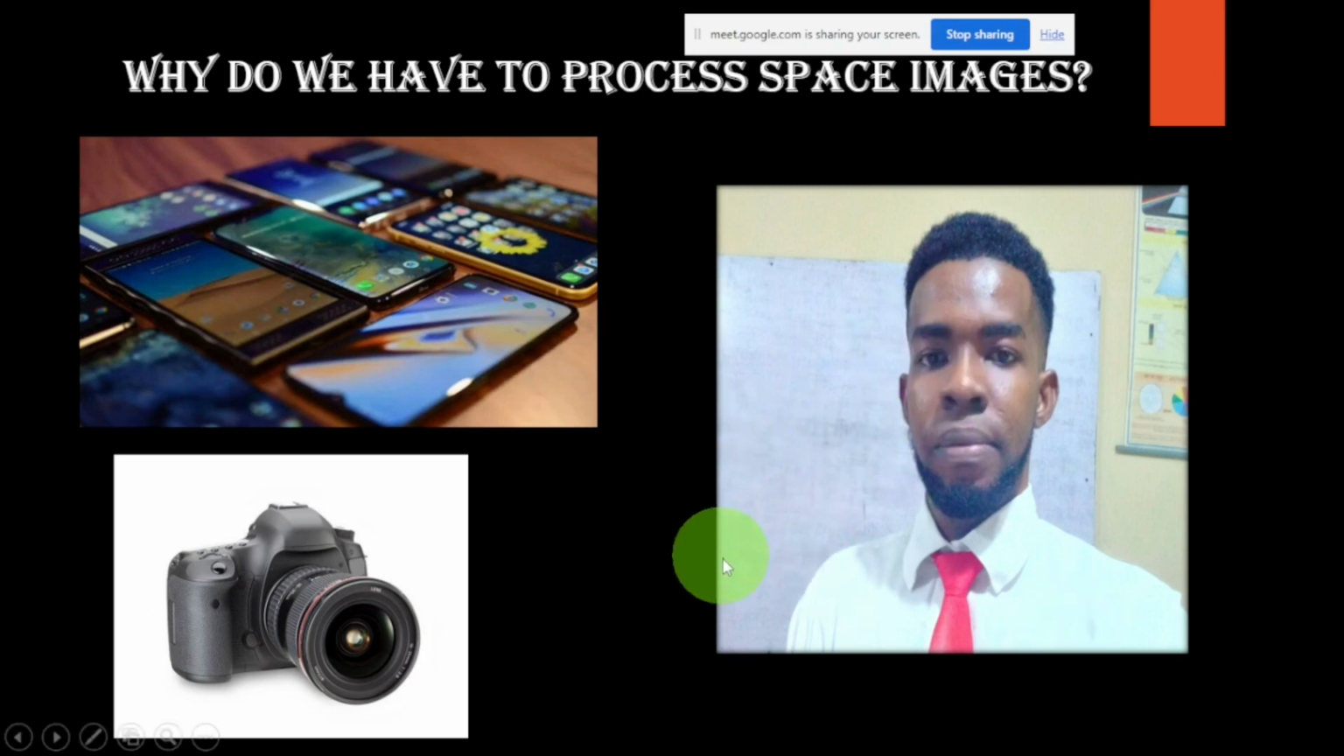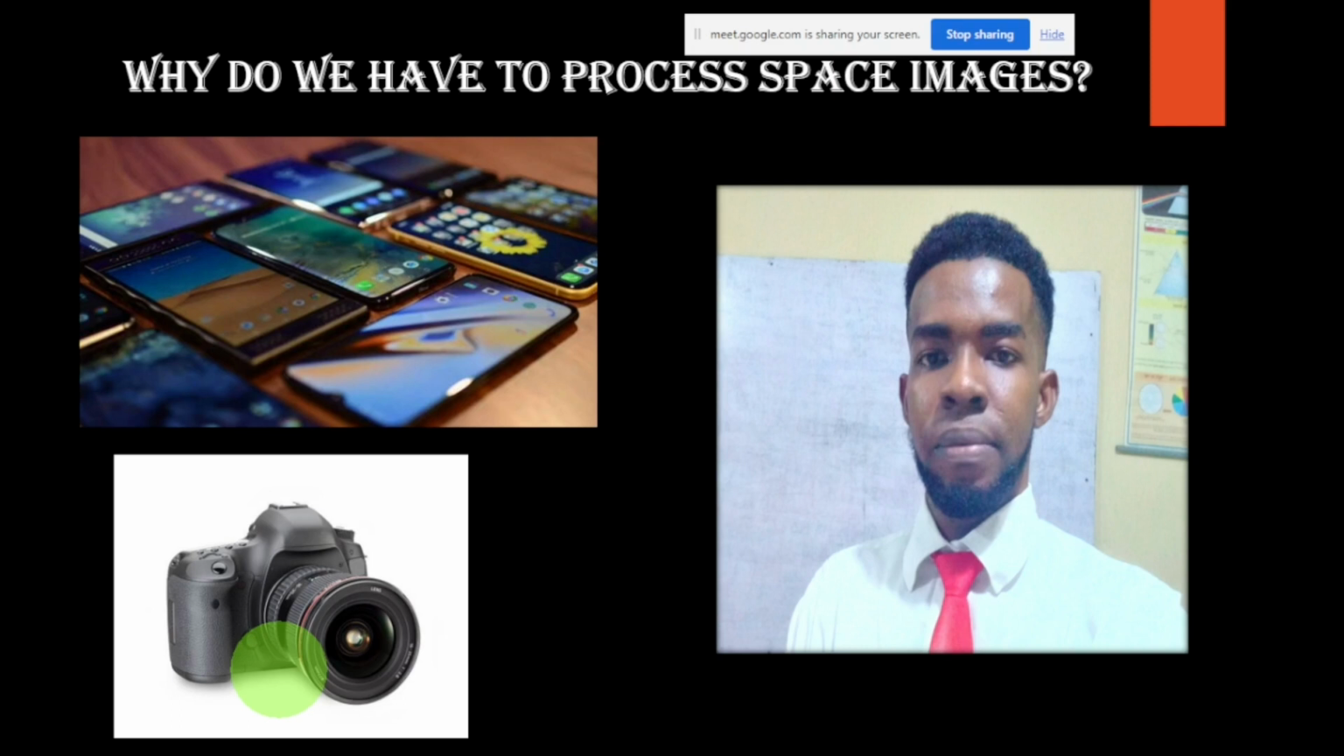Unlike the normal images we take with our phones and with our handy cameras, they do not need to be processed further. I mean, if you take a selfie with your phone, you don't need to process it to add colors or do this. No, it stays there. This is because it has what we call color CCD.